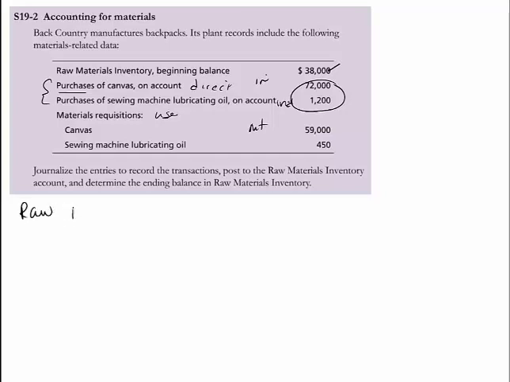So to put those in, I'll have raw materials inventory, and I purchased a total of $73,200 worth of stuff, these two together. And I think I bought it on account, so I'll credit accounts payable 73.2.